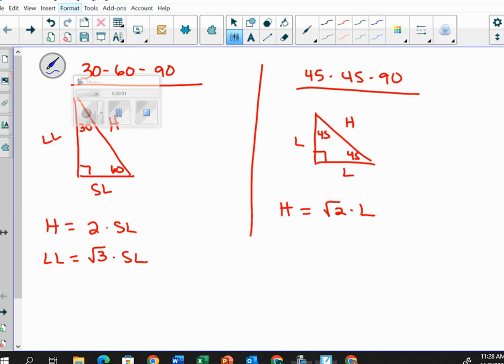All right, guys, we're just jumping in. This should be a review for you of special right triangles. We've got 30, 60, 90. Those are the formulas you use to solve for the missing sides. H stands for hypotenuse. LL is long leg. SL is short leg. Just L is leg.